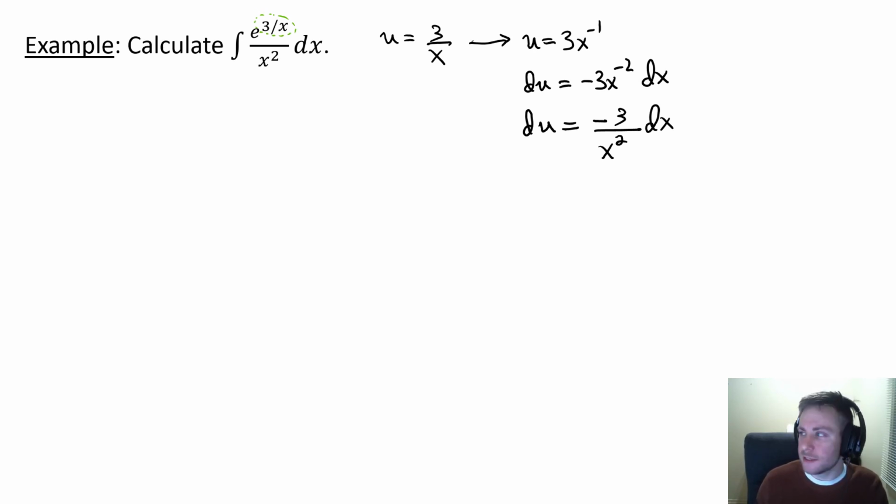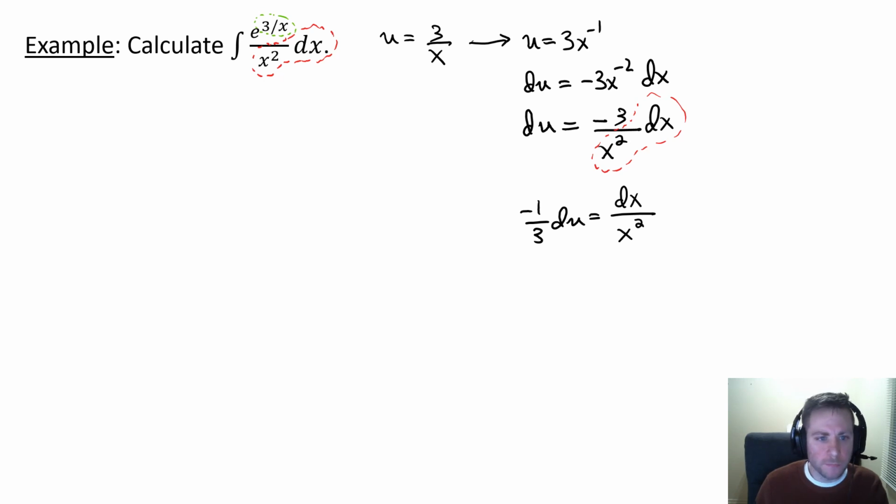And what you'll notice is that du contains this factor of dx over x squared. And that's something that also appears in our integral. So that strongly suggests that this substitution probably is going to work out well. So next, I'd manipulate this expression to see what dx over x squared is equal to, and that would be minus 1 over 3 du. And putting this together, this problem becomes the integral of e to the u, and dx over x squared becomes minus 1/3 du, making for a pretty nice result.